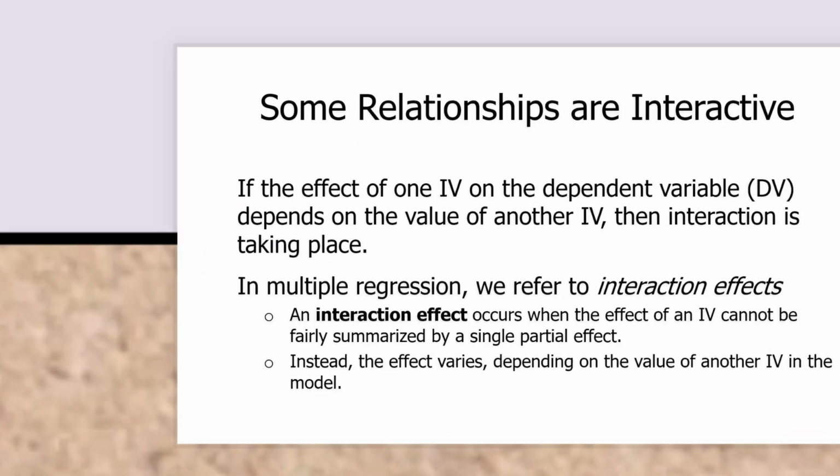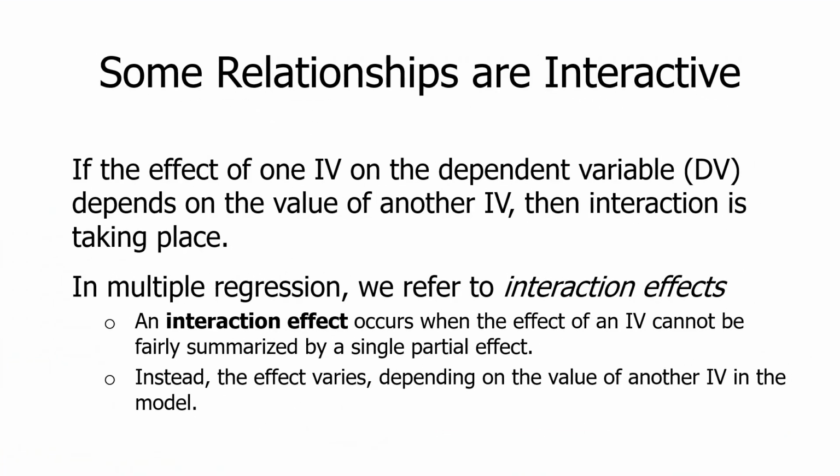But if the effect of one independent variable on the dependent variable depends on the value of another independent variable, then you have interaction going on, and you have to figure out how to model it and accommodate that effect in the regression model. In multiple regression, we refer to interaction effects. An interaction effect occurs when the effect of an independent variable cannot be fairly summarized by a single partial effect. Instead, the effect varies depending on the value of another independent variable in the model.